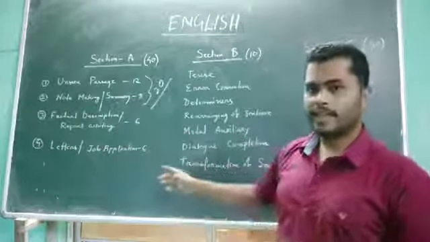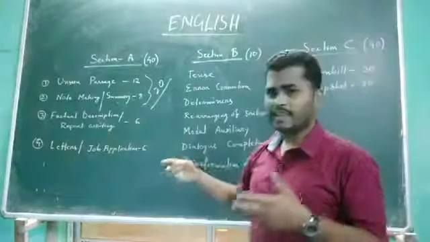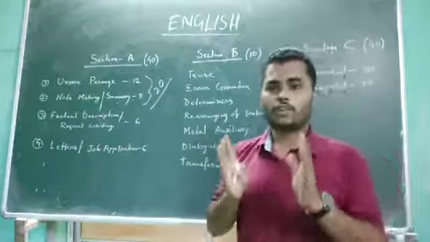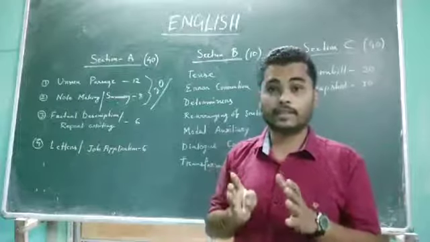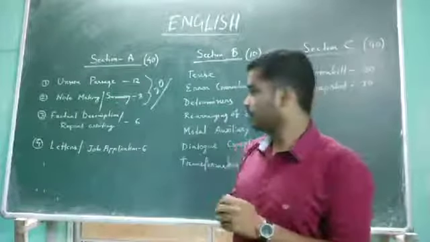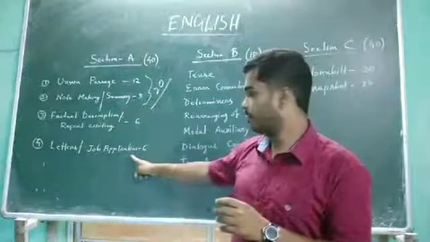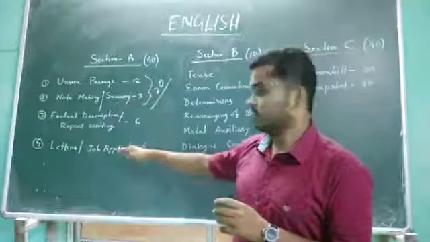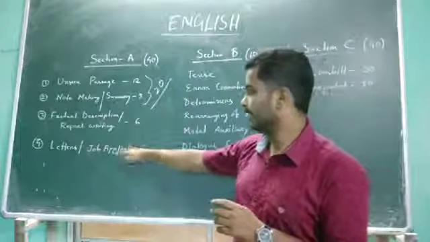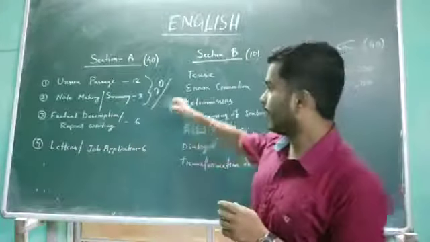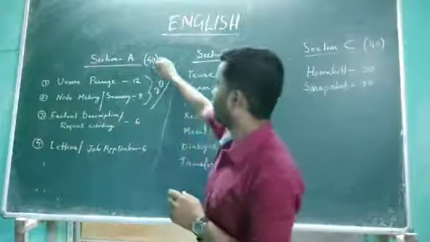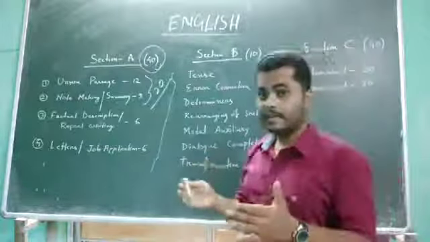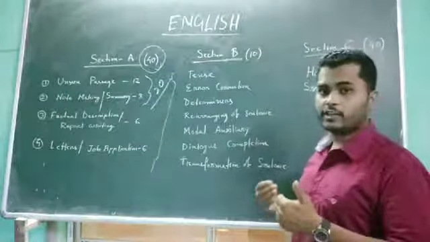Okay. Next, letters and job applications. Letters, that means there will be several letters, formal letters, editorials. These are letters. Then job application. There are 6 marks in this portion. This is optional also, letters and job application. So these are writing skills. In these writing skills, we have to attempt 40 marks.